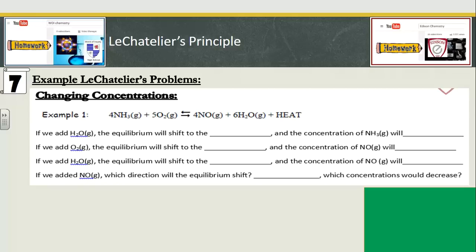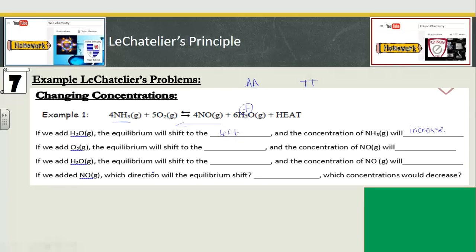If we add H2O gas, that means we're adding more H2O, which means we shift away from what we've added. A, T, T. So we shift away from the side that has H2O. So this equilibrium will shift to the left. And the concentration of NH3, which is over here on the left side, will increase.